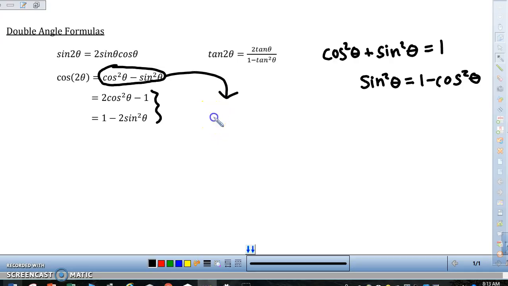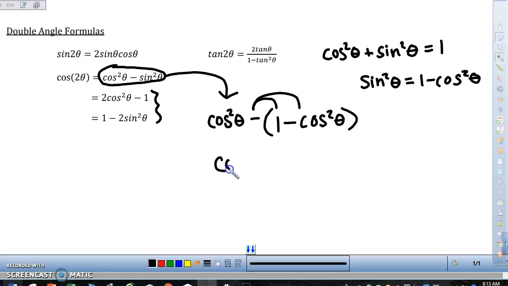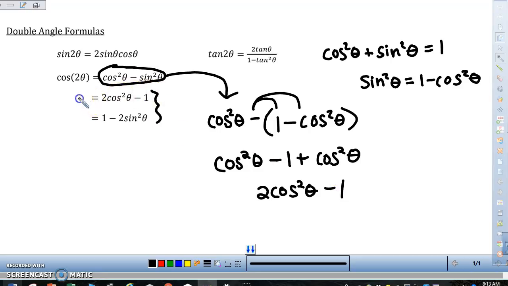From the original statement, cosine squared minus sine squared is equal to cosine 2 theta. Let's keep the cosine squared the same. It's subtracting sine squared, so let's replace that with 1 minus cosine squared. Off to the side here we can see that sine squared is equal to 1 minus cosine squared. If we put that in the parentheses, now let's distribute the negative. We have cosine squared minus 1 plus cosine squared, and altogether that's going to equal 2 cosine squared minus 1. So that's how we get the first of the variations.